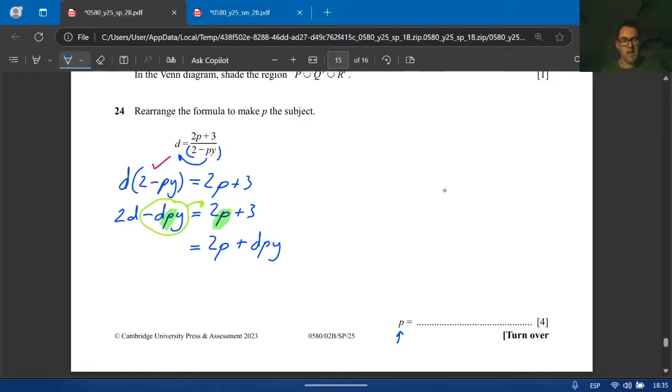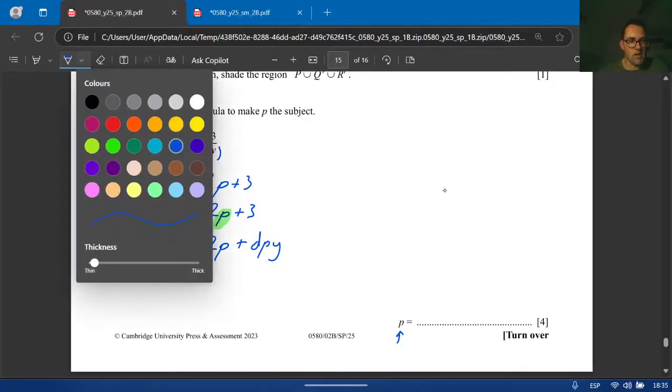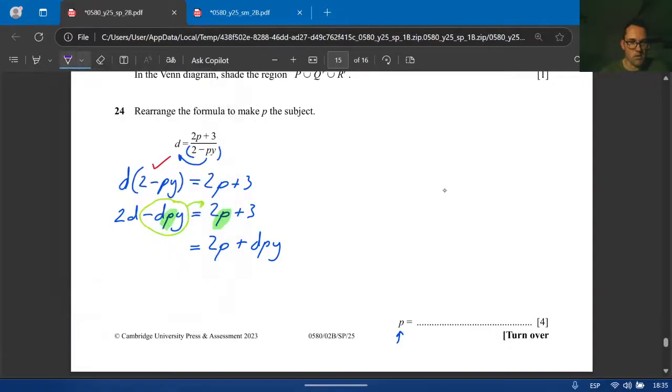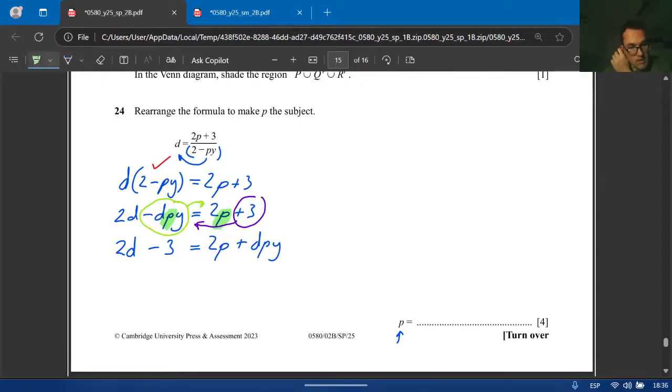All right, so that becomes plus dpy. And of course, any terms on the right-hand side which do not have a p, I don't want them there because they should go to the other side. Meaning this plus 3, I'm going to take to that side. Okay, remember there is the 2d there. Don't lose it. The plus 3 goes here, it becomes minus 3. Okay, now at least we got all the p's on the same side. You see it's there, and there's one there.